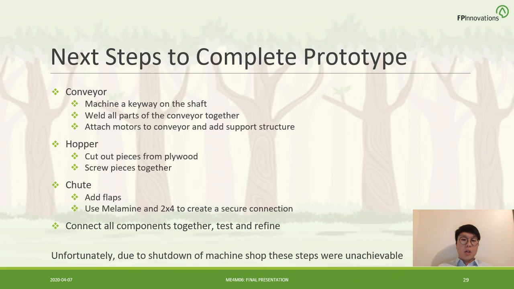Third, the motors would need to be attached to the conveyor, and a circuit would need to be created to be able to allow the motors to run. Fourth, the hopper pieces would need to be cut from plywood and put together. Fifth, the hopper needs to be attached to conveyors, and the support structure would need to be welded together for the prototype. Sixth, the flaps would need to be added onto the chute, and all the different parts of the prototype, including the conveyors, the hopper, and the chute, would all need to be assembled together. And lastly, the system would need to be tested, and it would also need to be fine-tuned.